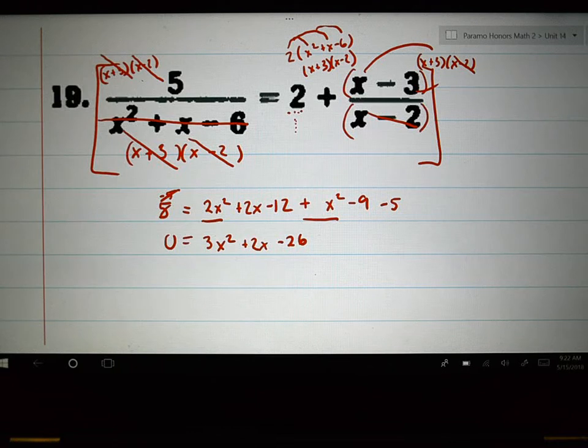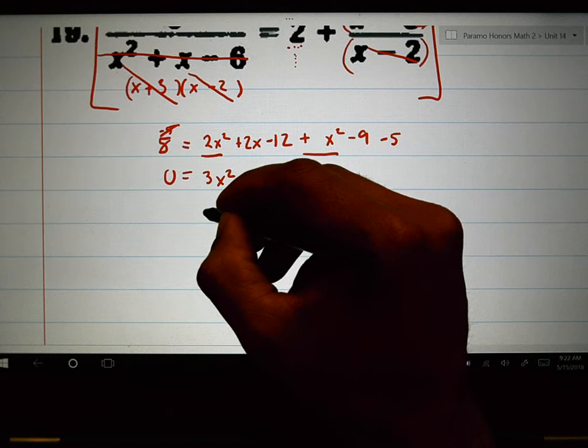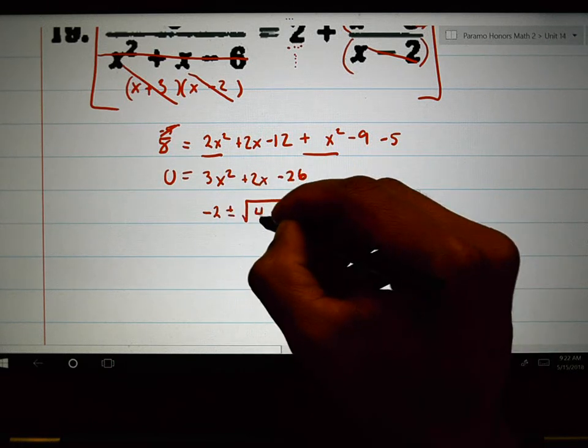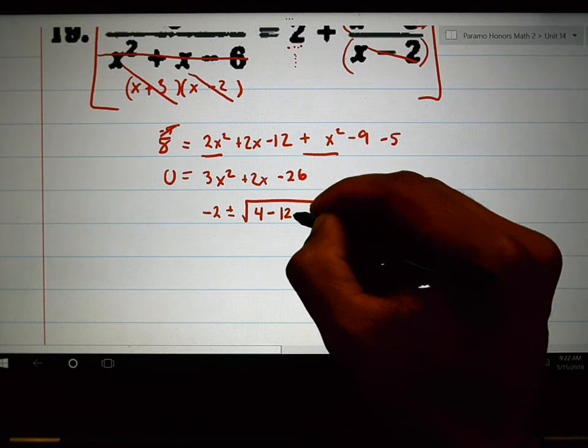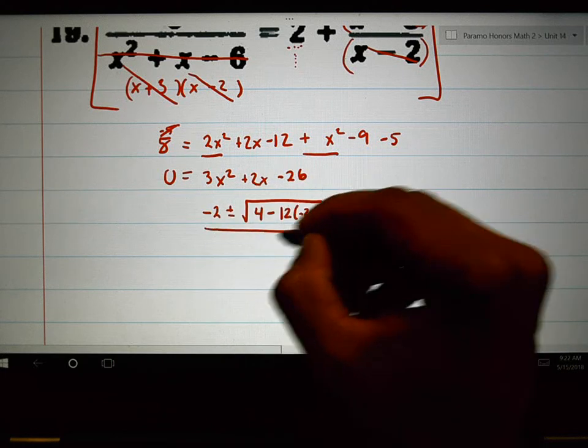Factoring. Do I factor it? Do I complete the square? Do I do the quadratic formula? I'll appease you. Let's do the quadratic formula here. Opposite of b, plus or minus the radical of b squared, which is 4, minus 4 times a times c, all over 2 times a.